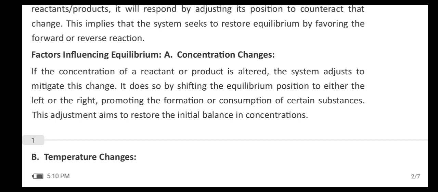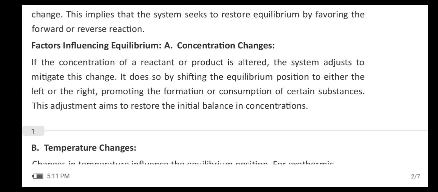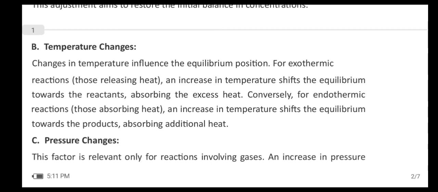So, factors influencing equilibrium. We have A, concentration changes. If the concentration of a reactant or product is altered, the system adjusts to mitigate this change. It does so by shifting the equilibrium position to either the left or the right to rebalance, promoting the formation or consumption of certain substances. This adjustment aims to restore the initial balance of concentrations.